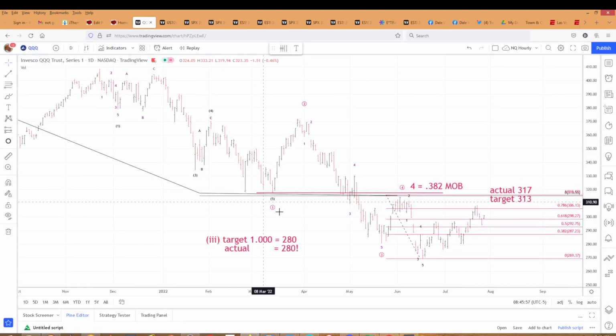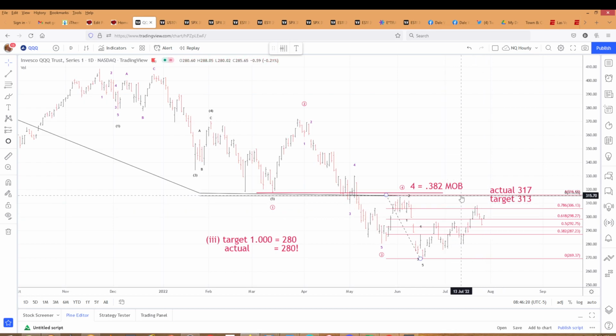You can see we've got a 1 down in a circle, a 2 up, 3 down in a circle, 4 held, almost exact hit, direct hit on our target. Okay, and we have here a 1 down, 2 up, 3 down, 4 up, 5 down, and then we have a retracement that has moved from the 618 to the 786. We'll see if that holds.